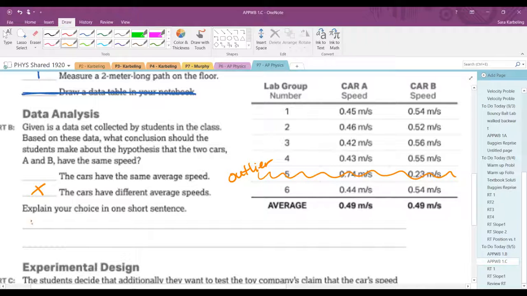Yeah. Oh, stop. This is why we do this, right? Yeah, that was really weird. It's all good. When you remove the outlier, the average speeds are different.